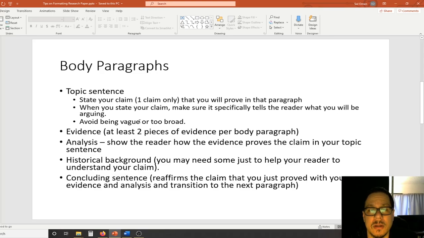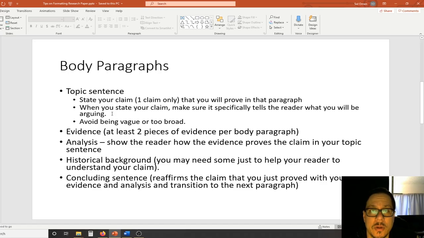So many times I read papers where the first sentence is not really telling the reader what you're going to be trying to prove in that body paragraph, and so the body paragraph becomes kind of confusing. You don't know what the point of it is. What's the topic of it? And so that's the whole point of having a topic sentence: to direct the reader so that they know, oh, okay, they're going to be trying to prove this point in this paragraph.